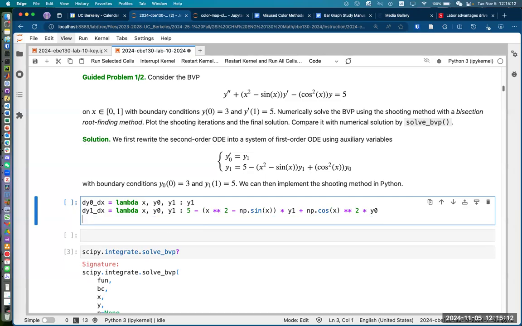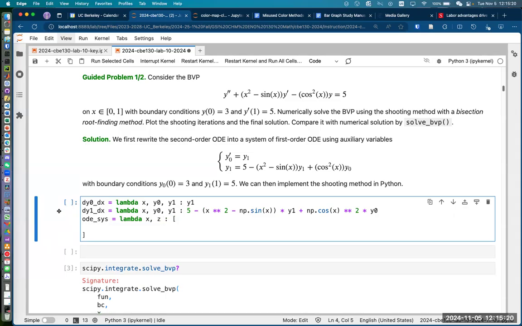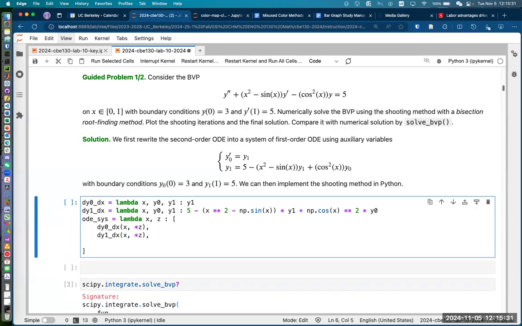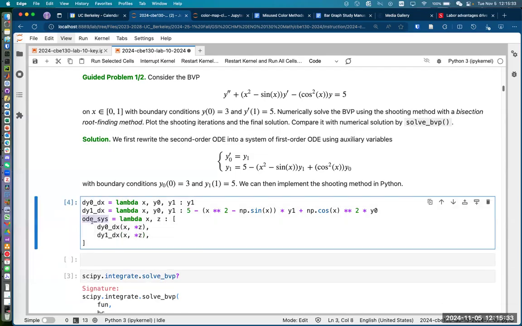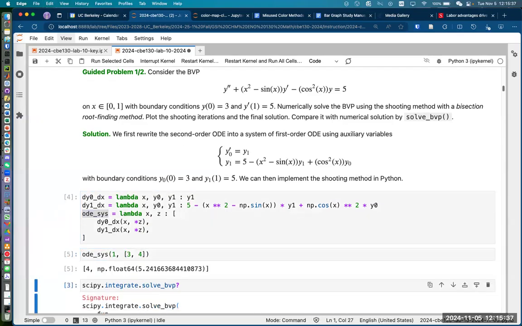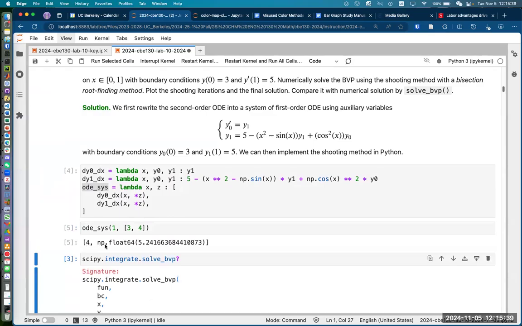And we want to stitch these two as a system. So the ODE system is a lambda function of independent variable x and the list of dependent variables z. We evaluate each of the functions with the unpacked z, and we can verify this system works by using some arbitrary numbers. It gives out 2 values, so this is correct.